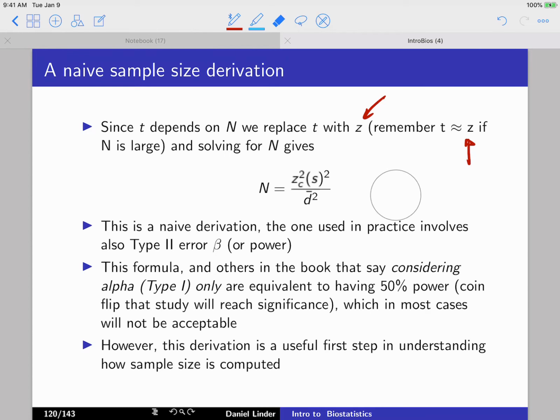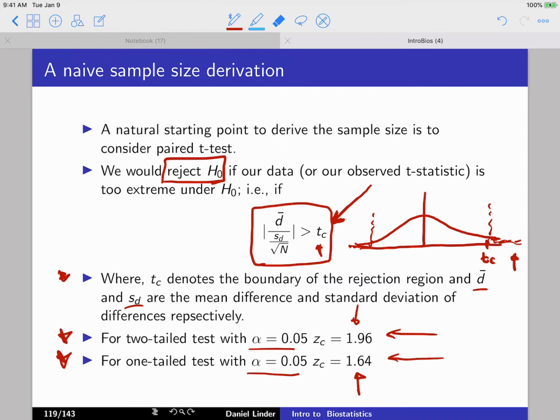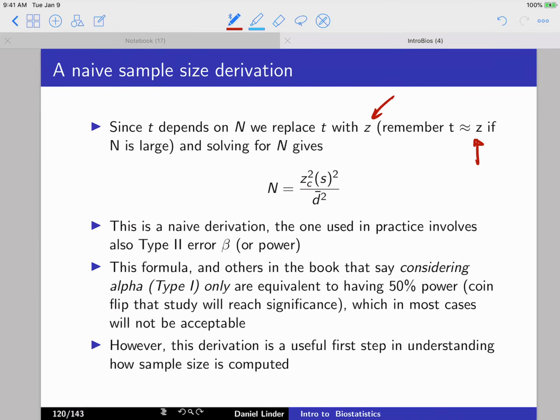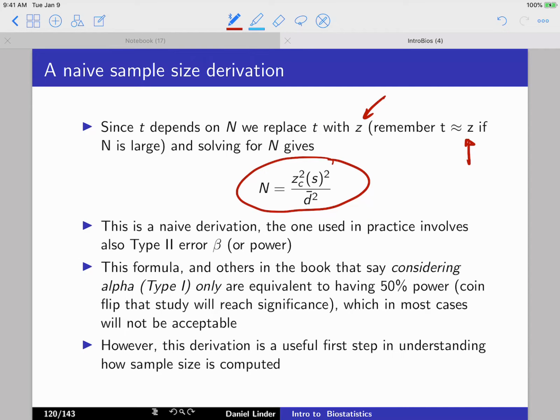So if you were to go back here, let me take some of this away, and replace this guy with z sub c and solve for n, then this is the formula that you would come up with. This is a naive derivation, as I've mentioned in the slide title, because it doesn't really take into account a type 2 error, and your book illustrates that in a table that I'm going to show in a minute. But it gives us some intuition about what the eventual sample size formula is going to look like.